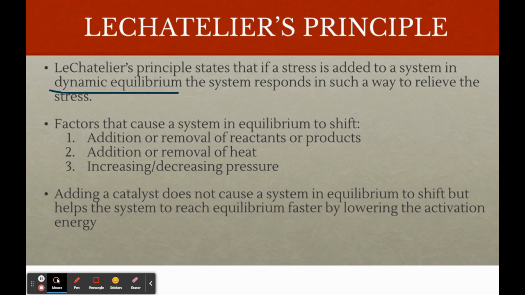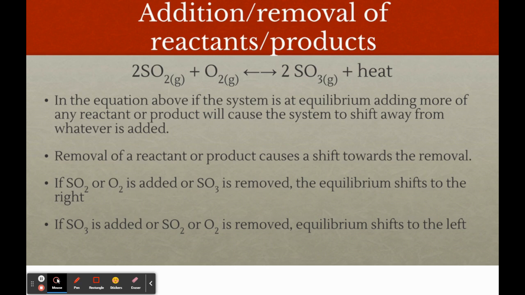Right? So there are three factors that can cause a system to shift when it is in equilibrium. Those are adding or removing reactants or products, adding or removing heat, and increasing or decreasing the pressure. Adding a catalyst is not going to cause a system in equilibrium to shift. It will just help the system reach equilibrium faster by lowering the activation energy for the reactions. Right, so the first stress we're going to talk about is adding or removing reactants or products.